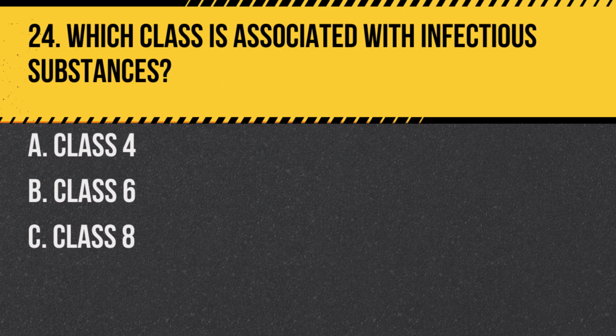Question 24. Which class is associated with infectious substances? A. Class 4. B. Class 6. C. Class 8. Answer. B. Class 6. Class 6 is designated for infectious substances.